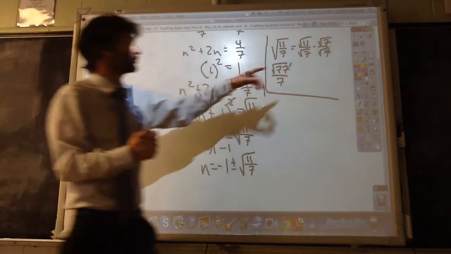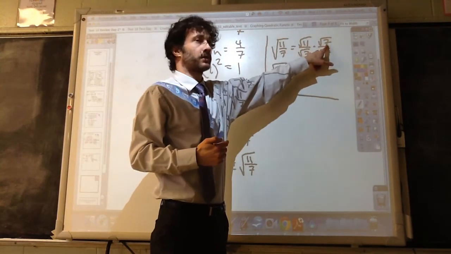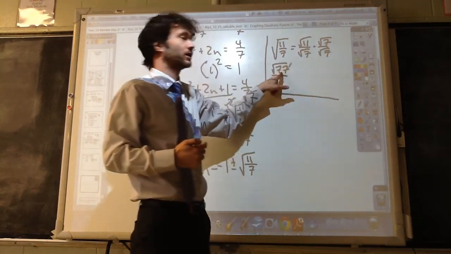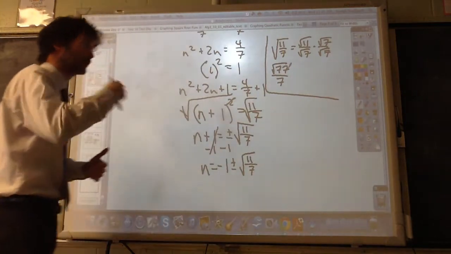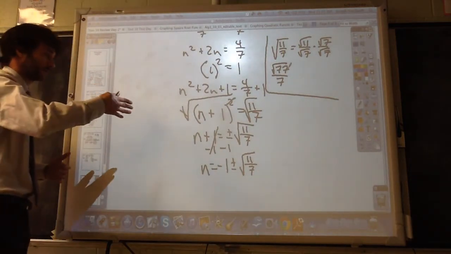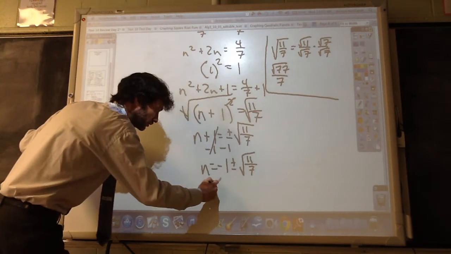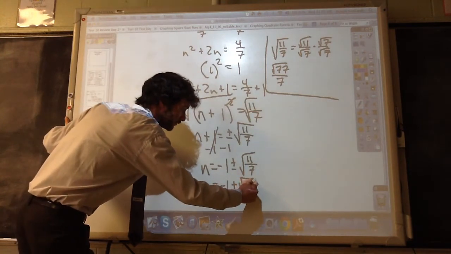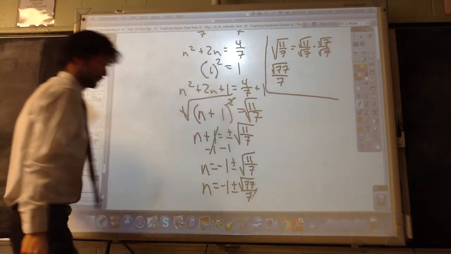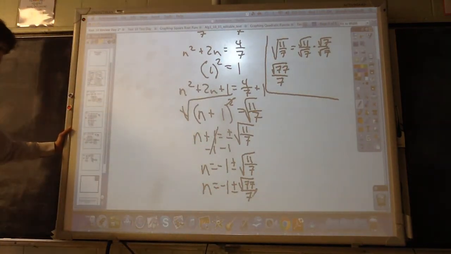Yeah, I know that because 11 is prime and 7 is prime. I multiplied 2 prime numbers to get this number, so that means it's not going to have any repeated factors, right? There's not going to be any pairs for me to circle. So I fixed it. So now that means that this is actually -1 plus or minus the square root of 77 over 7. And then I would split that up and get the decimals, right?